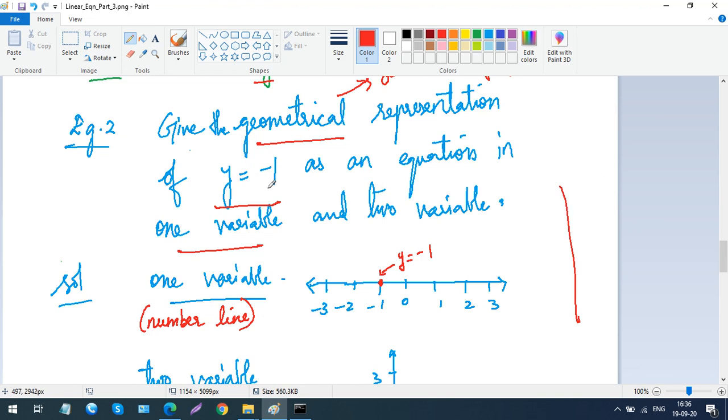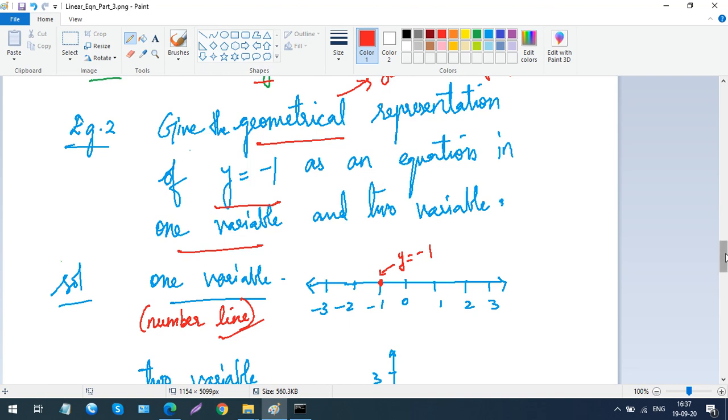Let it be y equals minus 1 or x equals minus 1. When they are talking about one variable, I will just draw a line like this, and I will draw a number line. When they say give a geometrical representation in one variable, you just draw a number line and mark the points 0, 1, 2, 3 on the right, negative numbers on the left of 0, and you go to minus 1 and mark it like this. You just write it as y equals minus 1. Just because it's horizontal, it doesn't mean that it's an x-axis. You're just drawing some number line, that's it.